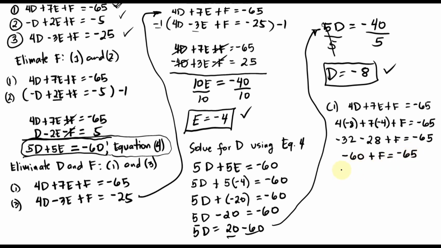Then i-transpose natin sa kabila, so remaining is F equals, ito negative 60 magiging positive 60, subtract 65. So F equals 60 minus 65, that is negative 5. So meron na tayong value ng E, D, at saka F. Next, we will substitute the two.